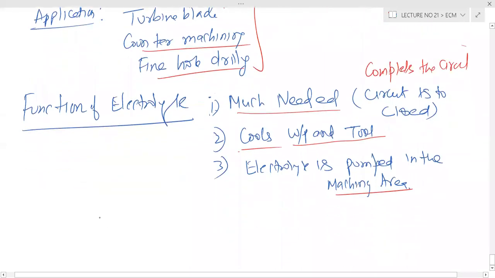Anybody any doubt? Please ask. And it consumes the highest specific energy.